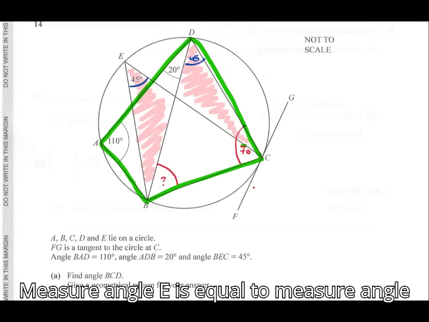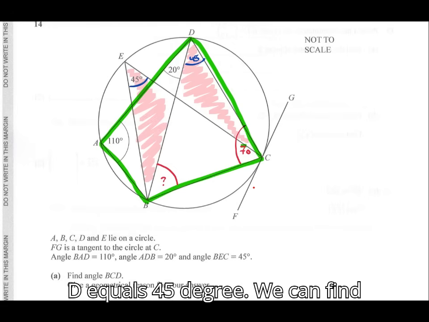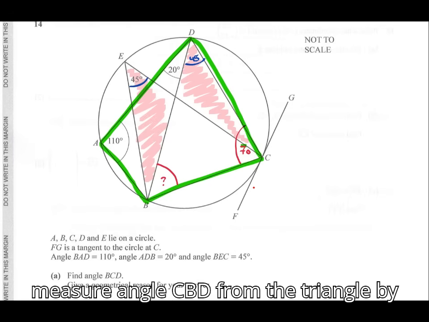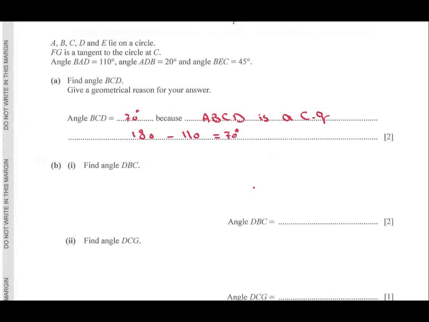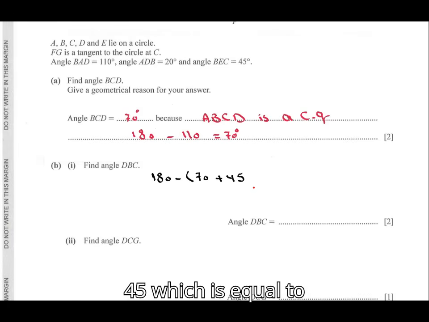Measure angle E is equal to measure angle D, which equals 45 degrees. We can find measure angle CBD from the triangle by subtracting: 180 minus (70 plus 45), which is equal to 65 degrees.